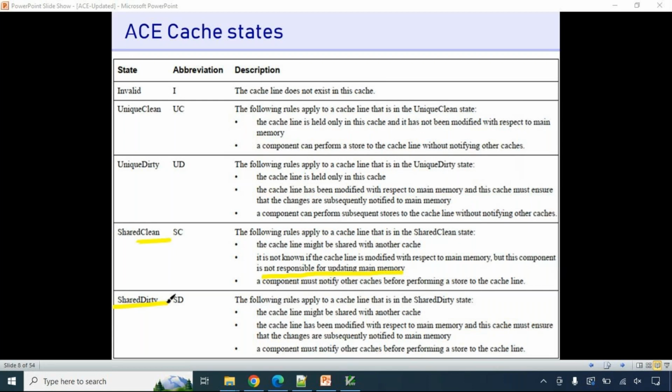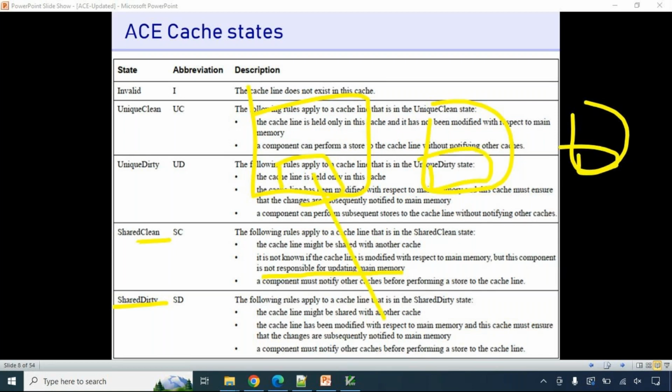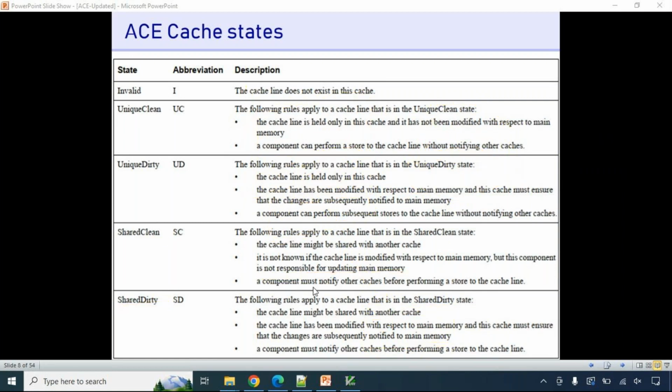Shared dirty means what? Let's say if this is one processor, another could be in shared dirty, and the others could be in shared clean. Then it is the responsibility of this component to update the main memory. That is the difference between shared clean and shared dirty. In both cases, it is in shared state only, but one will be in shared dirty and the others will be in shared clean, because only one owner can be there for any location. So a component must notify other components before performing a store to the cache line.